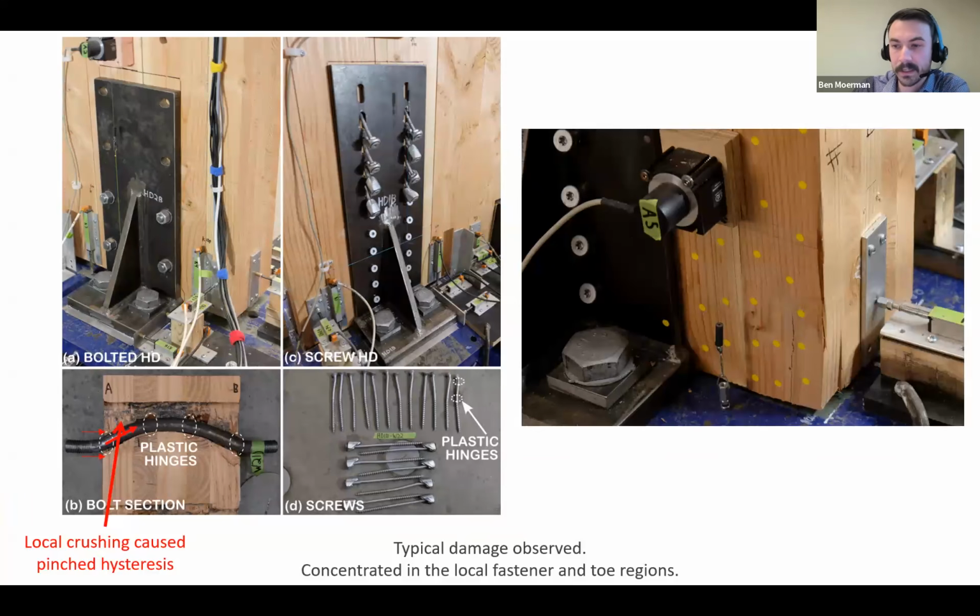We also saw a little bit of toe crushing just at the ends of the walls. Nothing too dramatic. There's definitely been worse in other tests, such as post-tensioned timber walls. You can really get a lot of compression concentration there, but we still saw some damage in the fibers.